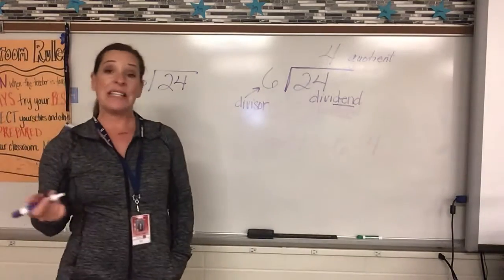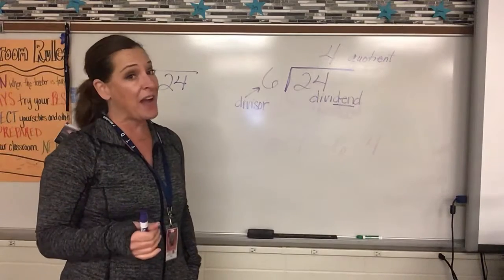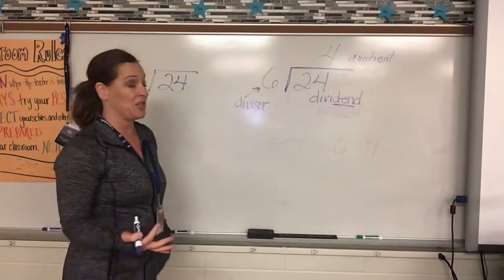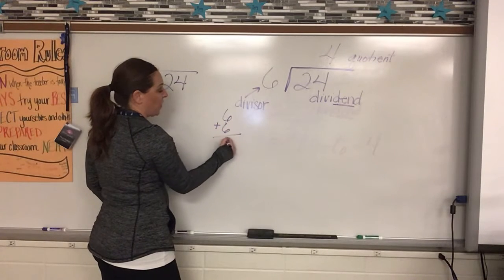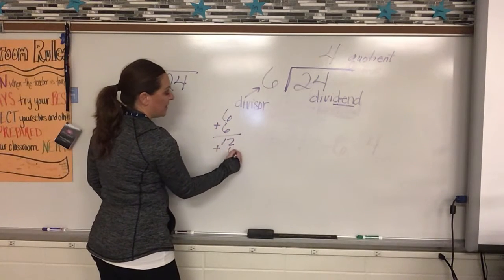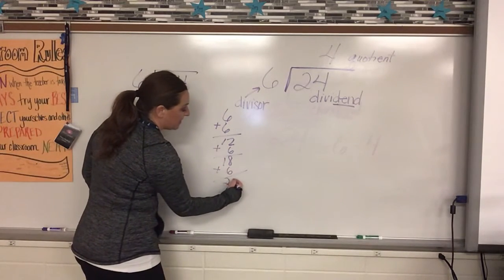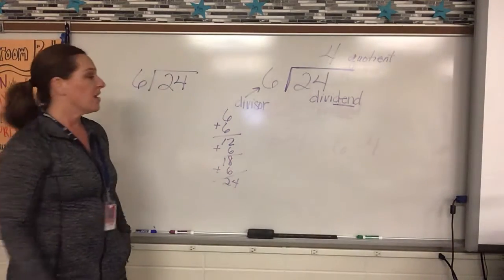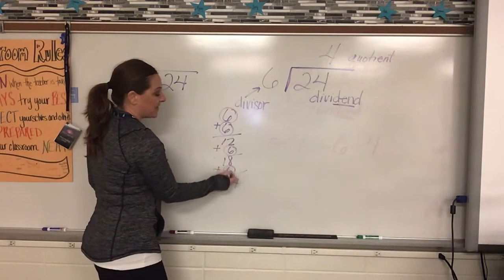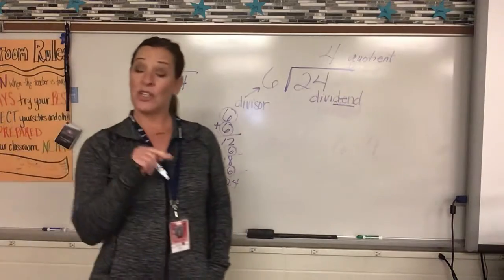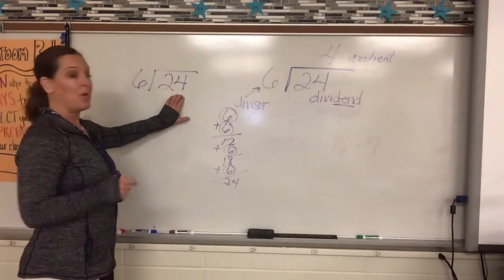We ask ourselves how many 6s can go into 24, and this is where you have to know your multiplication facts, but if you don't, you can always use addition too. If I start adding 6 plus 6, that's 12, plus another 6 is 18, plus another 6 happens to be exactly 24. So I can make 4 groups of 6 to go into 24. So how many 6s go into 24?